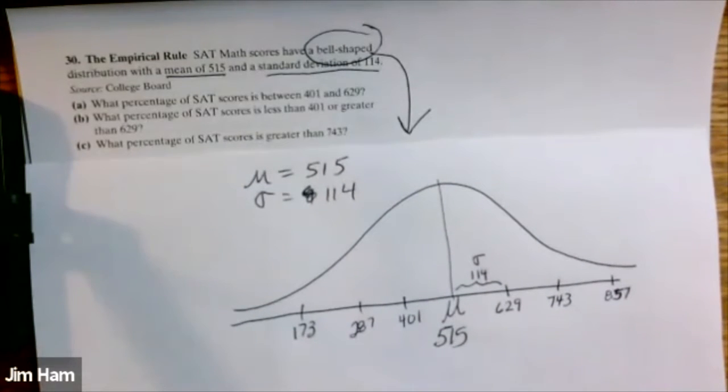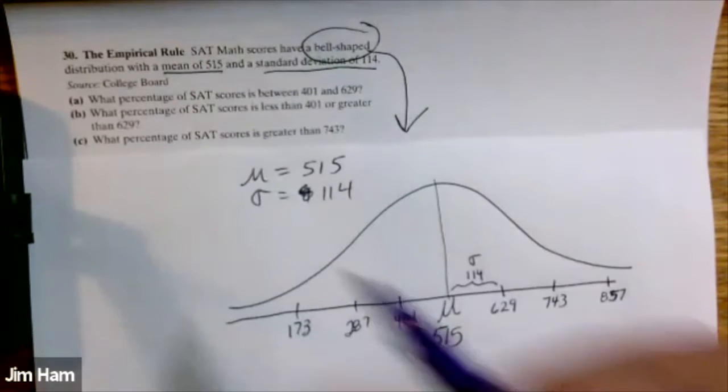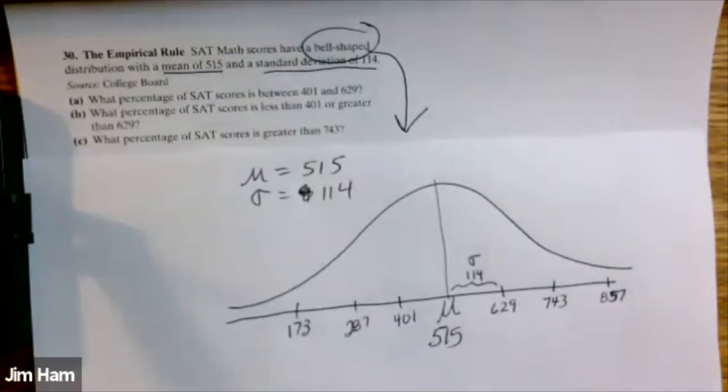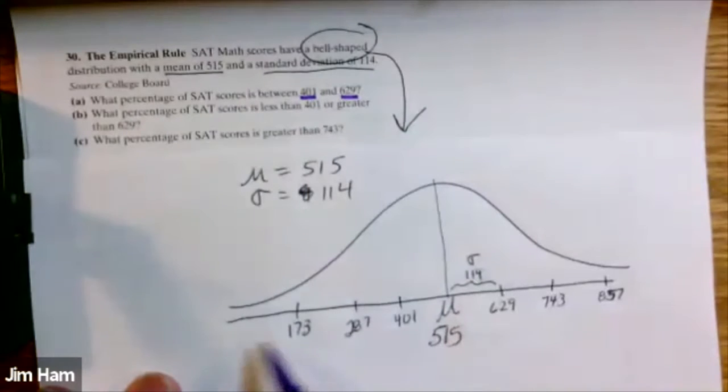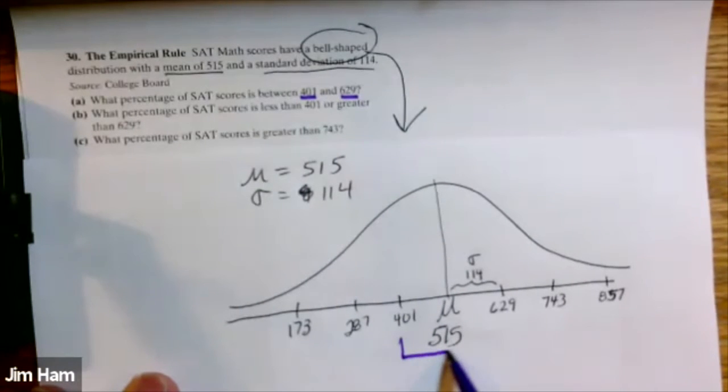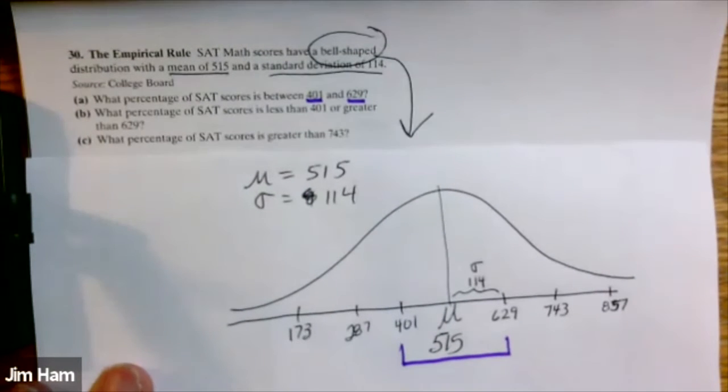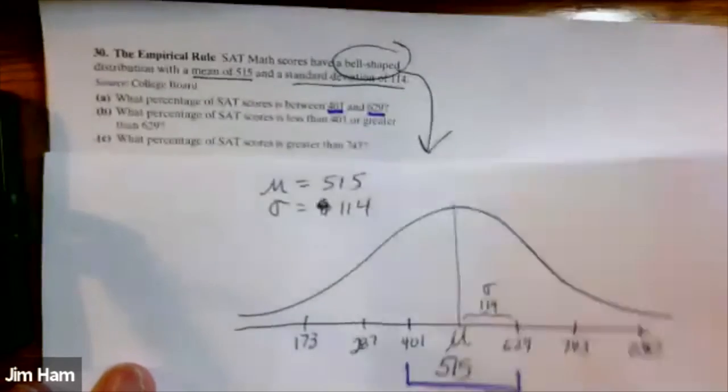All right, so let's answer these questions. Go ahead and put your answers in the chat. I want to make sure that you're picking this up. Part A, what percentage? So you're going to give me a percent answer, 73% or something like that. All right, between 401 and 629. 401 and 629, right there are those values on our scale.